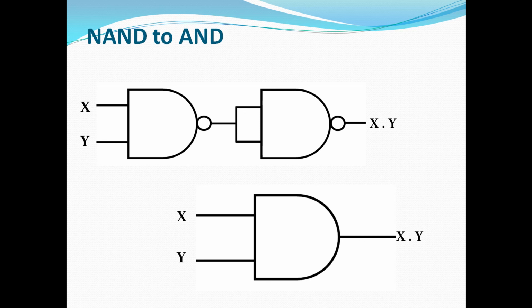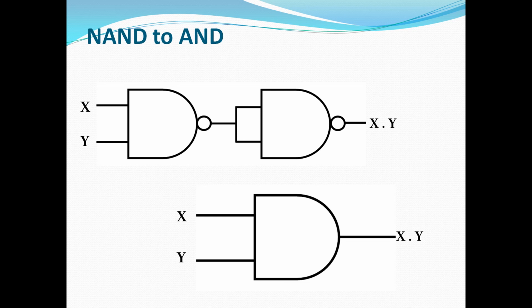In the first figure, two inputs are given. In the second figure also, we are giving the same two inputs. In the first figure only one output is there, and in the second figure also the output is one. The outputs are the same. If you give x and y as the input, the output will be x dot y. In both cases, the output is the same.